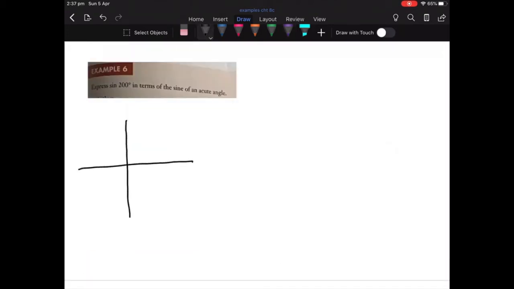So let's sketch a little diagram here. We know that what we've got is the sine of 200 here. That's 200 degrees.